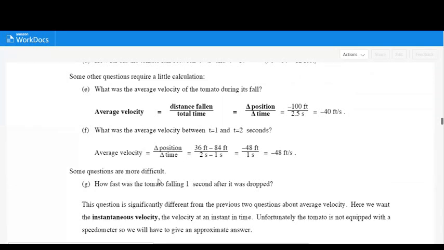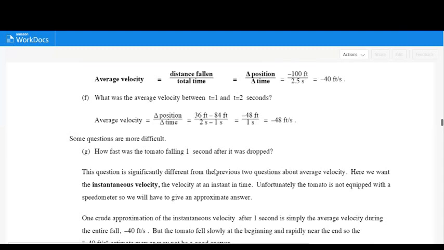So some questions are more difficult. So how fast was the tomato falling 1 second after it was dropped? So kung 1 second after it was dropped, this question is significantly different from the previous two questions. So hindi siya pareho dito. Okay? So here we want the instantaneous velocity. So ang instantaneous velocity, that is a velocity at an instant in time. Unfortunately, the tomato is not equipped with a speedometer, so we will have to give an approximate answer.